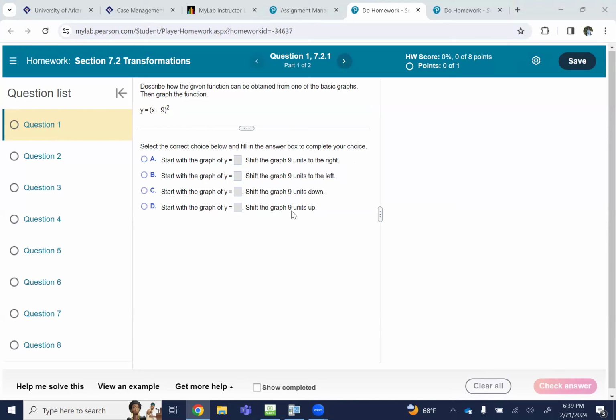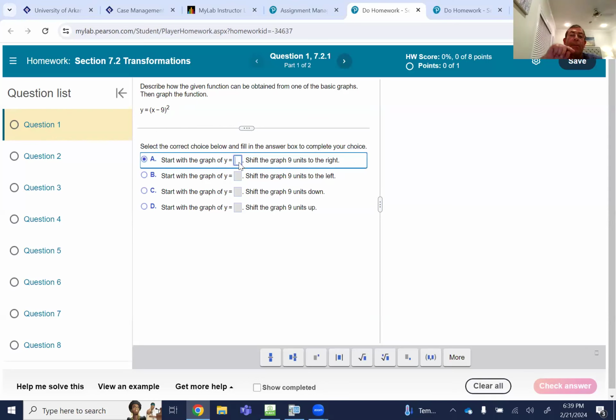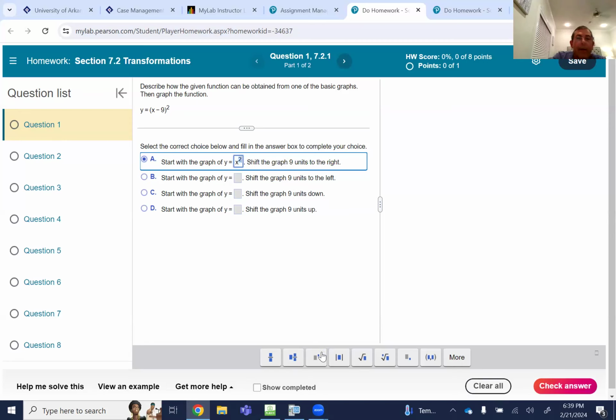9 right. So I would go up here to A. Now, so we know it's going 9 right. So what was the graph I'm going to start with? Y equals x to the second. X to the second. So let me find, y'all got an exponent key down here. And that's what you're going to do on that first one.